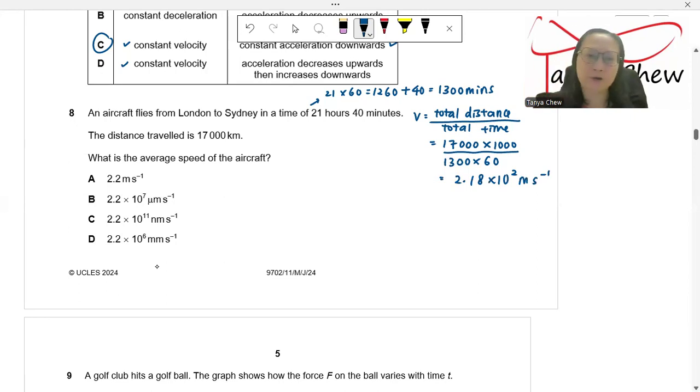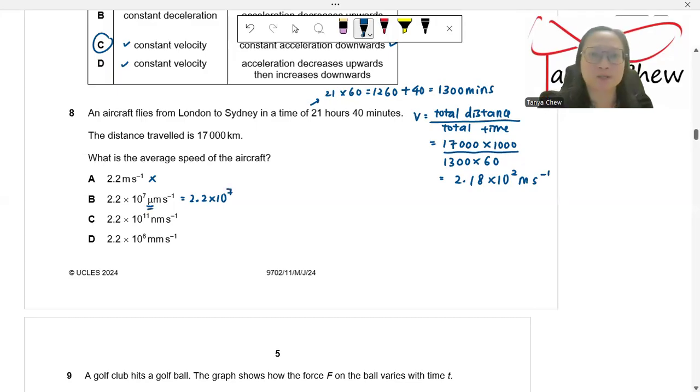Now, the answer cannot be A because this is only 2.2 meters per second. I have to look at B, C, and D, and B, C, and D involve prefixes. So I have to do it one by one. So for B, 2.2 times 10 to the power of 7. You have to be careful, it's not negative 7.